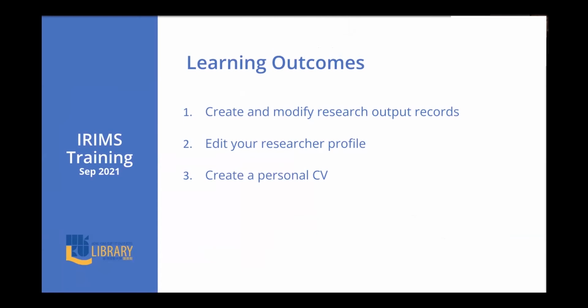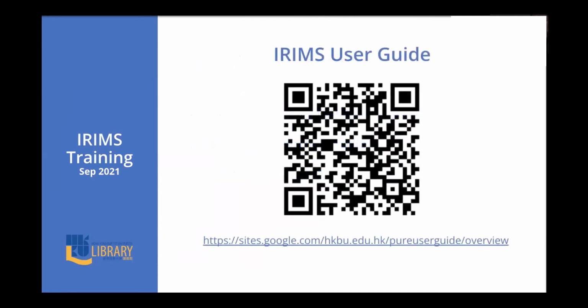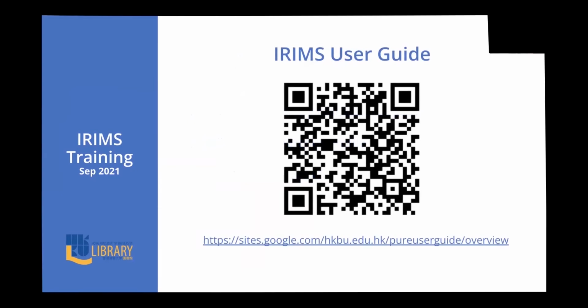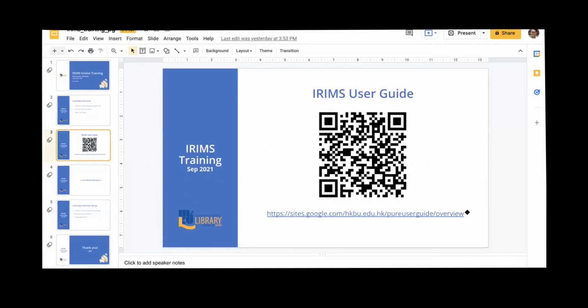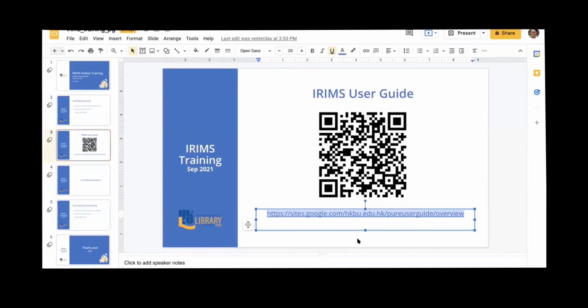So 3 objectives for today: the research output record, edit your researcher profile, and create your personal CV. We have the IRIMS user guide, which is really useful. Even if you forget most of what I talk about for the rest of this workshop, do go back to this link, because most of what I'll be going through is documented here. In fact, this is so useful that I'll copy and paste this link for you in the chat box, so you can fire it up or bookmark it now.